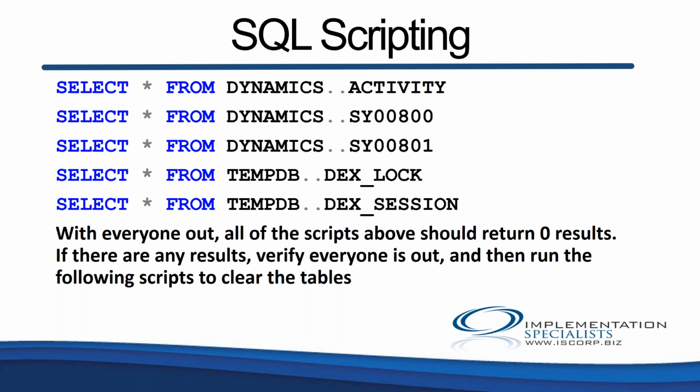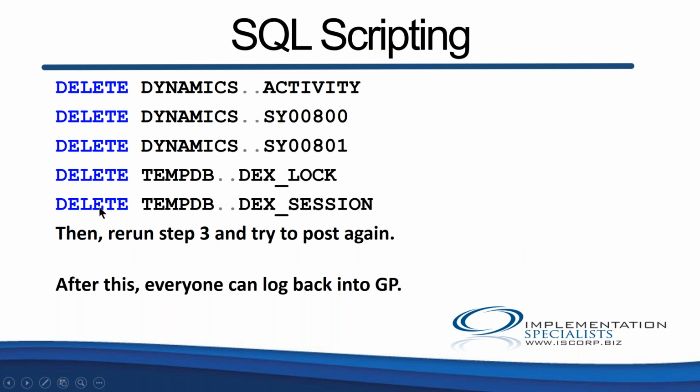Usually when the first scripts don't work, even with everybody out, one of these tables or multiple of them will return results. So what we need to do is basically blank these out. Let's just do a delete statement here, and that'll clear all those entries out. Again, the 800 and the 801 should only be locked when a batch is being edited. Activity should only show entries for people logged in. And then tempdb are the temporary ones that tie to the 800 tables.